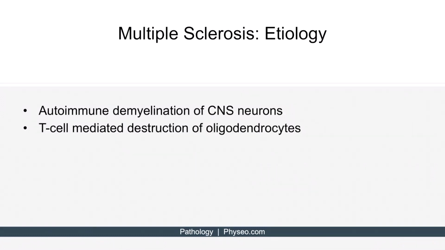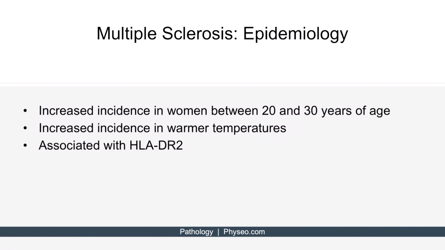Multiple sclerosis is an autoimmune disorder that leads to demyelination of the central nervous system neurons. It's caused by T-cell mediated destruction of oligodendrocytes. There's an increased incidence in women between the ages of 20 and 30. There's also an increased incidence in warmer climates. And finally, it's also associated with HLA-DR2.